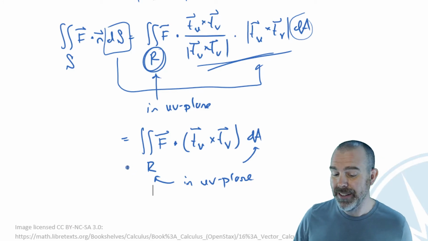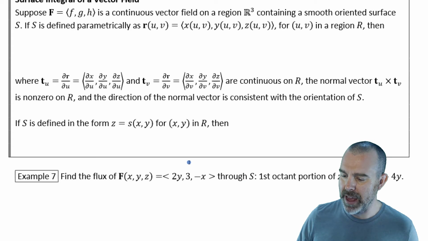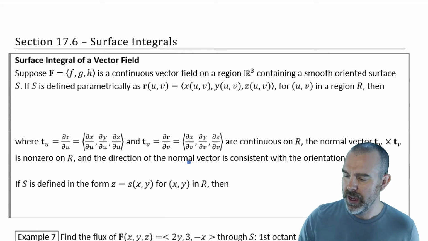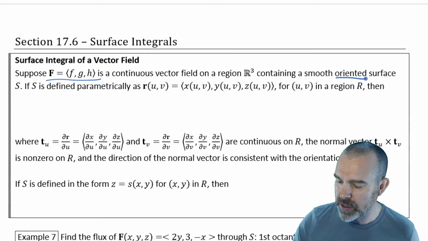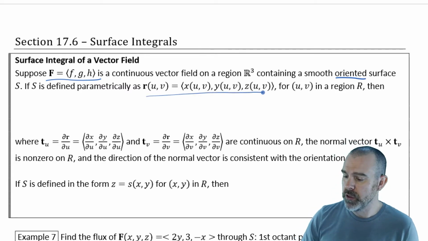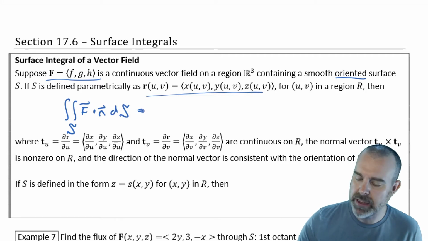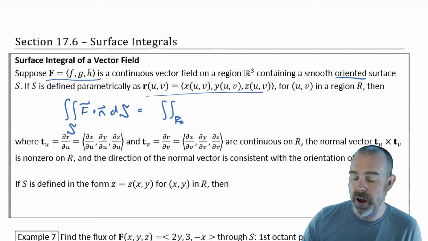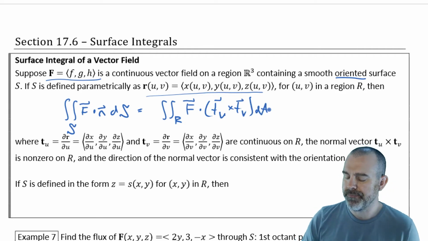So that is the derivation of what a surface integral over a vector field is. Let's fill in this box here. Surface integral of a vector field. Suppose F, capital F, is a continuous vector field containing a smooth oriented surface. If S is defined parametrically, just like we talked about before, then the surface integral of F dot n dS is the double integral over the region R of F dot the cross product of tu and tv dA.